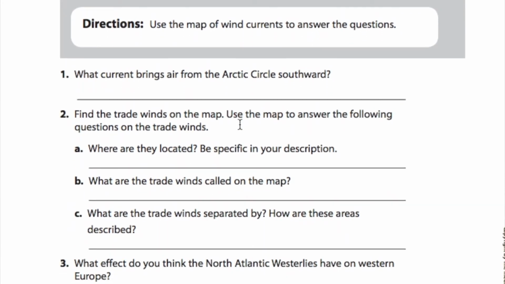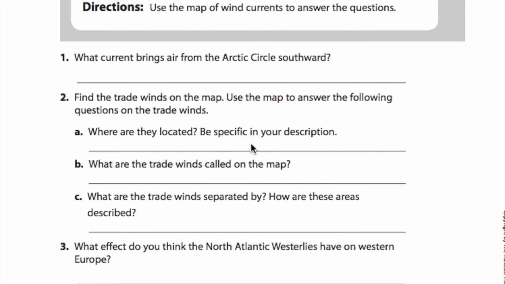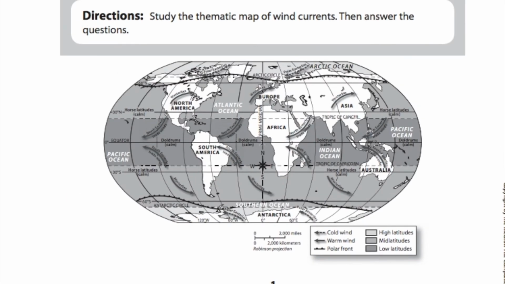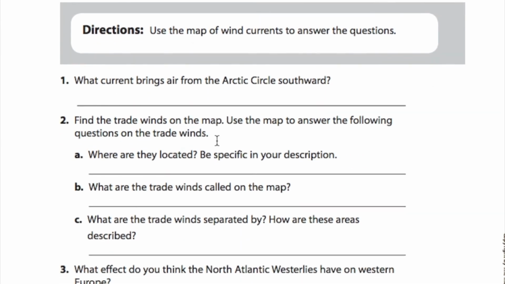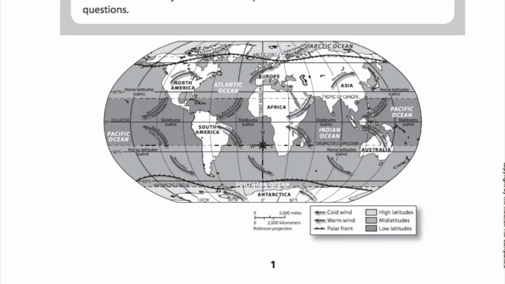Let's look at number two. Where are they located? Be specific in your explanation. I'd say they're surrounding the equator, both north and south of the equator, if I were to describe that accurately. Letter B. What are the trade winds called on the map? Trade winds are called the north and south easterlies. Southeasterlies coming from the southern hemisphere, northeasterlies coming from the northern hemisphere. North and south easterlies for letter B.